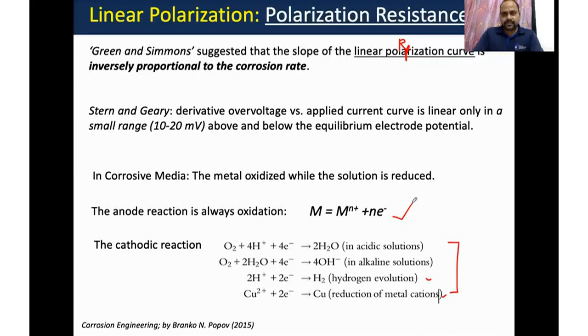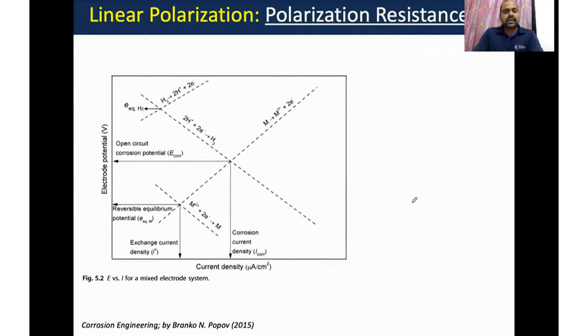See, there is one point where they are intersecting each other. This point is very, very important, because the current corresponding to this intersection is known as the corrosion current density, right? That is a very important parameter, and it can be written as I corrosion. Similarly, the voltage at which these two lines intersect is known as the corrosion potential, or open circuit corrosion potential. We can also say E corrosion.